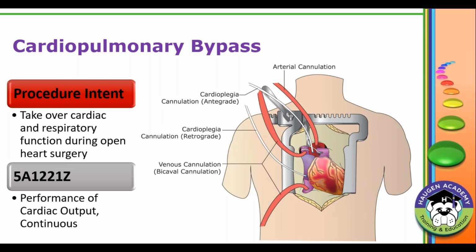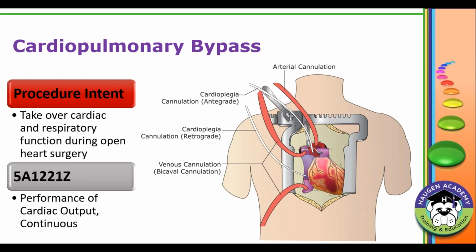Cardiopulmonary bypass, or CPB, is what they do to slow down the heart and make sure that we're still getting perfusion to the entire body so that the body doesn't die during the surgery, while also slowing down that heart so it can be operated on more effectively. The procedural intent is to take over cardiac and respiratory function during heart surgery.